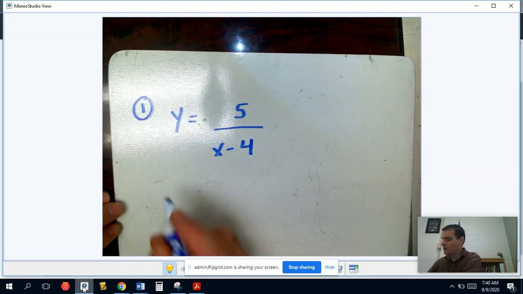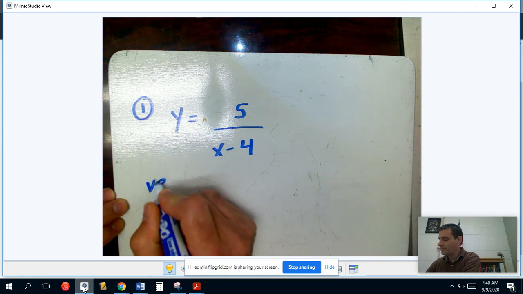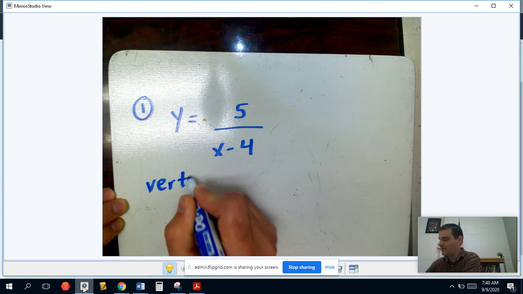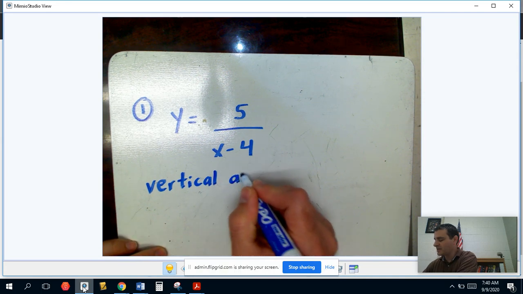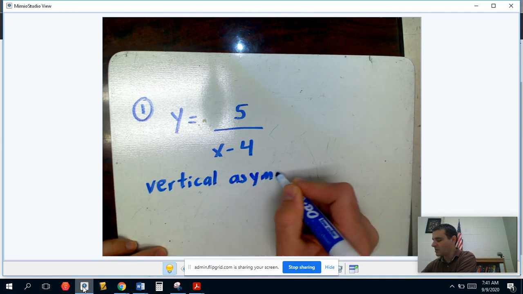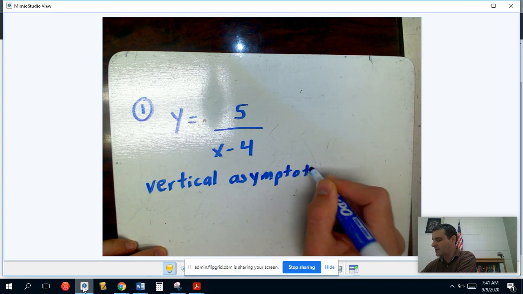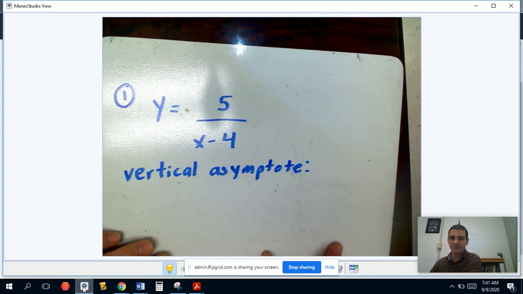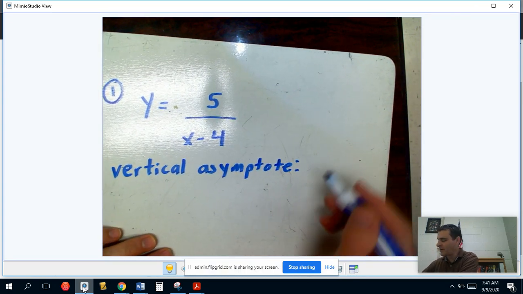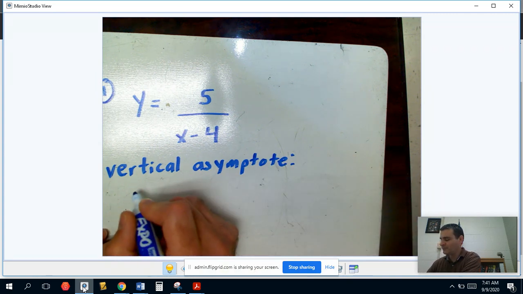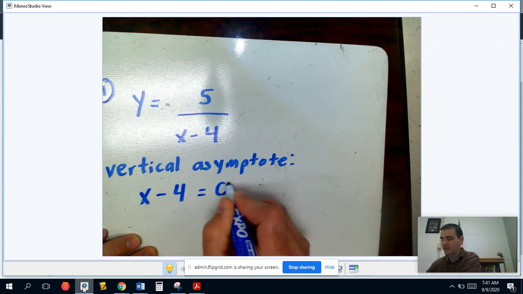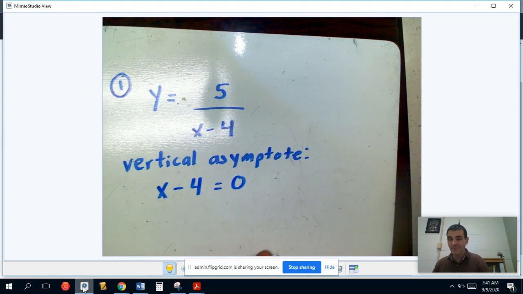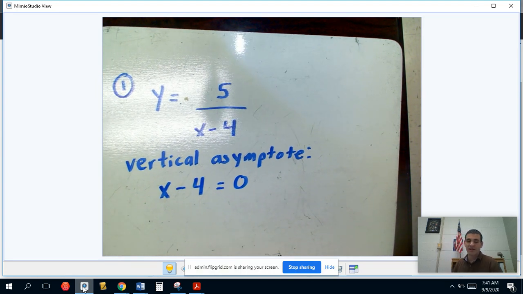I will start with the vertical asymptote, which is very easy to find. All you have to do is set the denominator equal to 0. So as long as you're able to solve an equation, whether it be linear or quadratic, you're in pretty good shape here. So x minus 4 is equal to 0. The top would be irrelevant. We'll just look at the bottom, set it equals 0. So this one's very easy to solve.